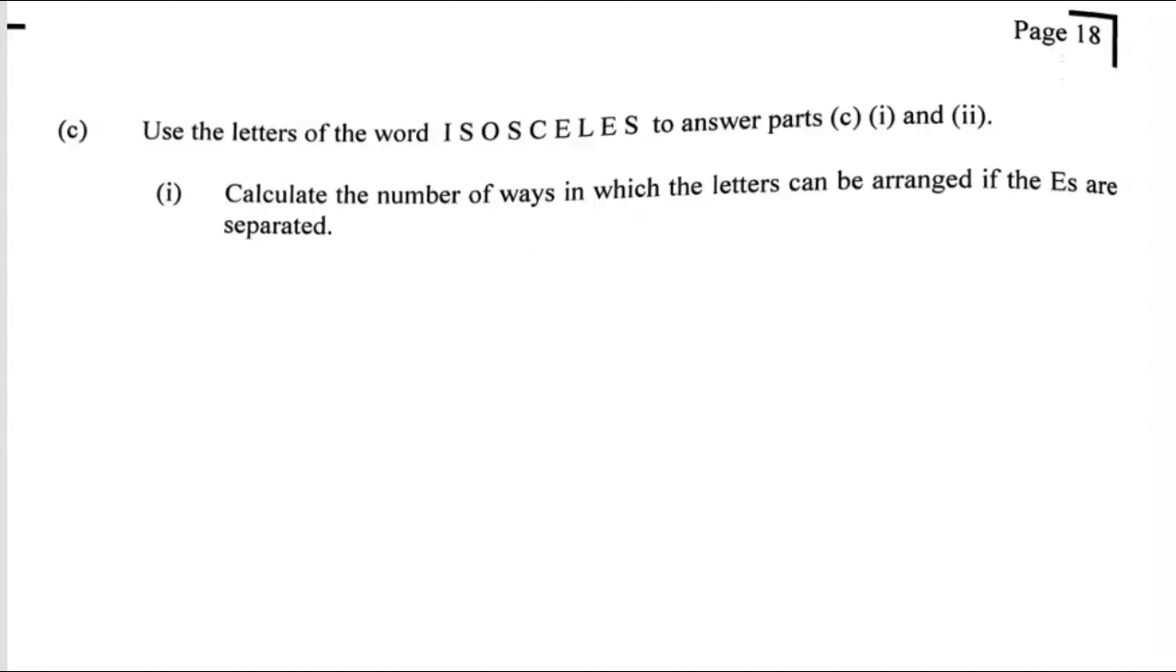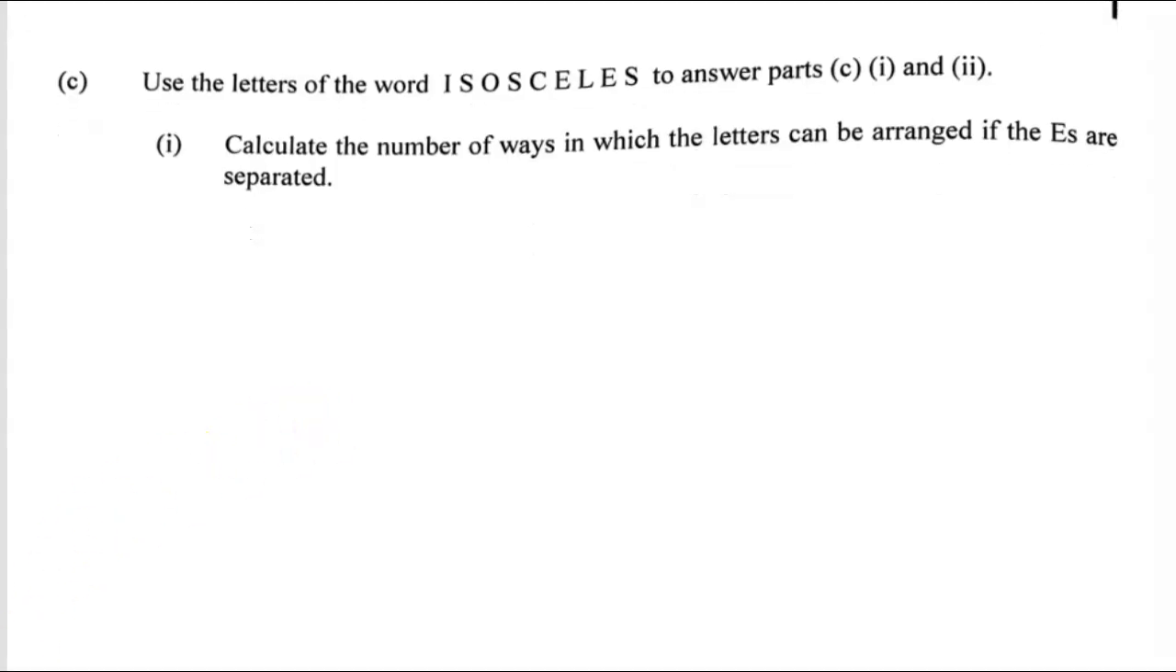Part C, a counting problem. Use the letters of the word isosceles to answer part C, 1 and 2. Calculate the number of ways in which the letters can be arranged if the E's are separated. Now, the question was not clear in terms of the number of distinct ways, but I'm going to assume it's the number of distinct ways you're speaking, alright?